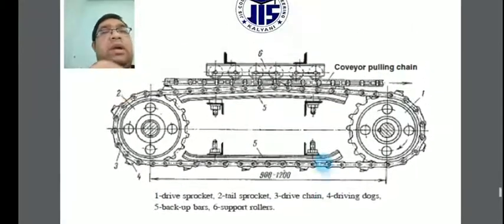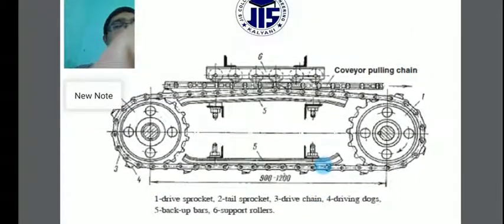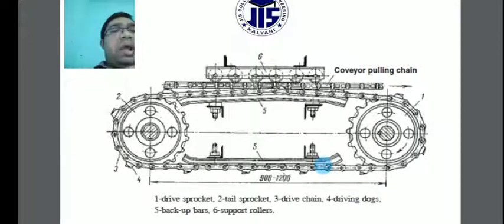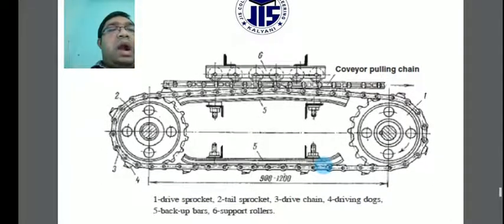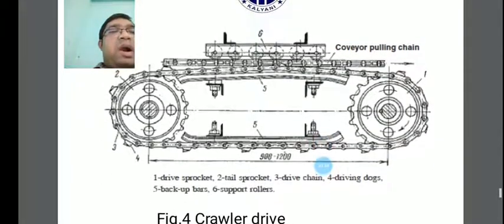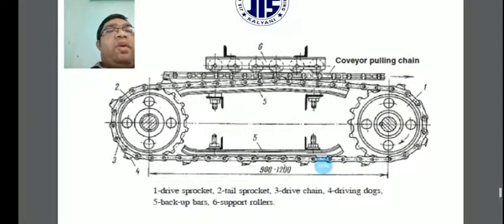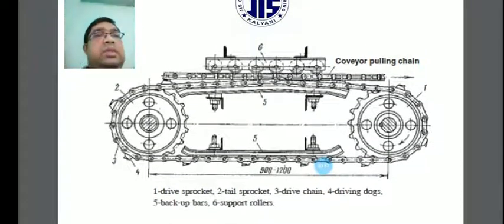Number two is the tail sprockets, and three is the drive chain, and four is the driving dogs, which will also be seen here. Five is the backup bars, which provide support and also help the movement of the chain.